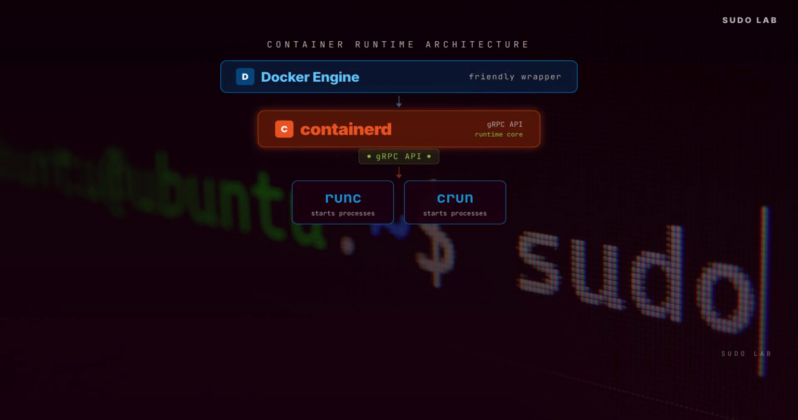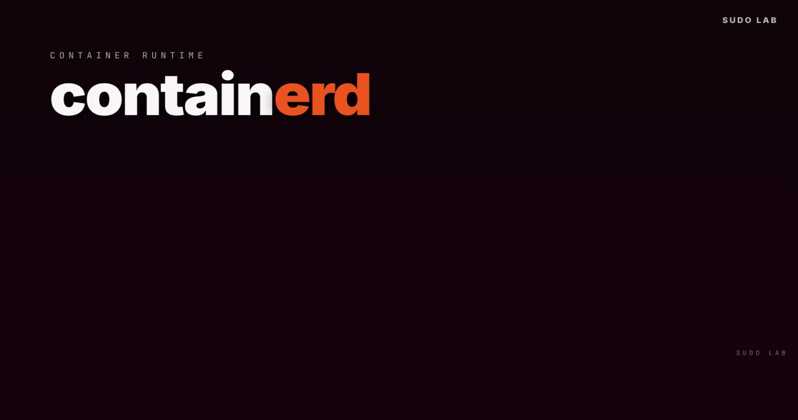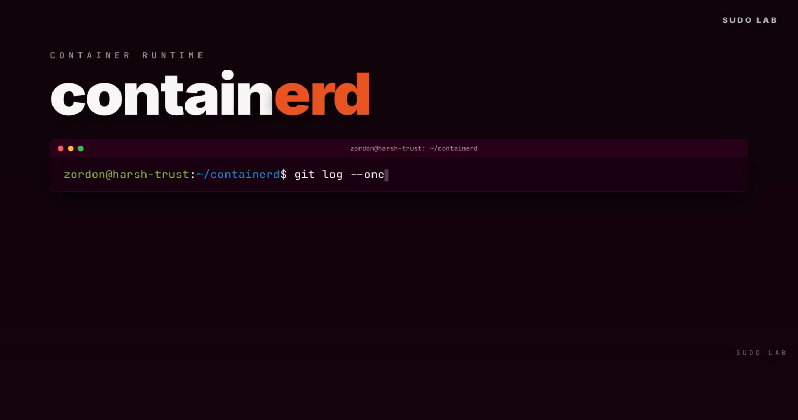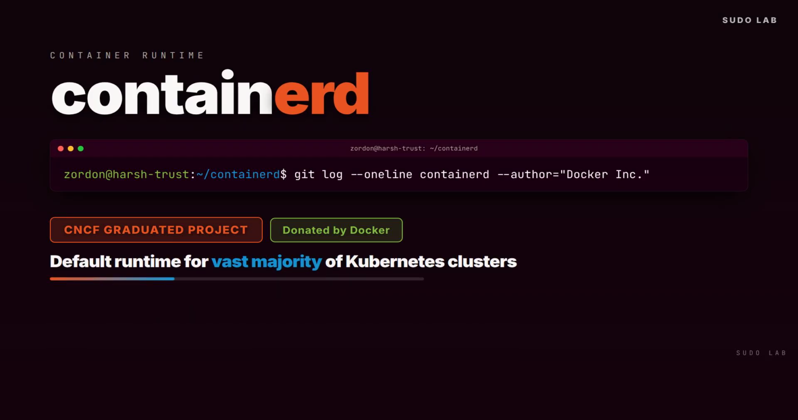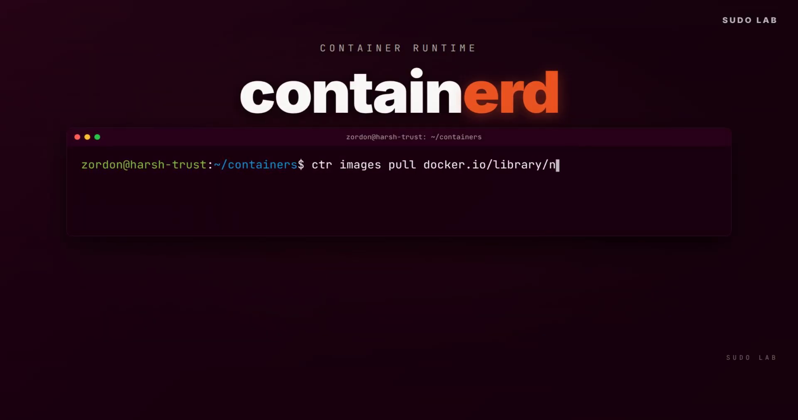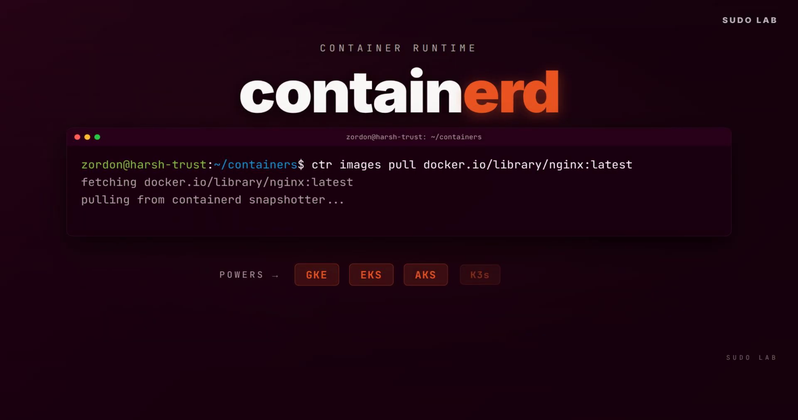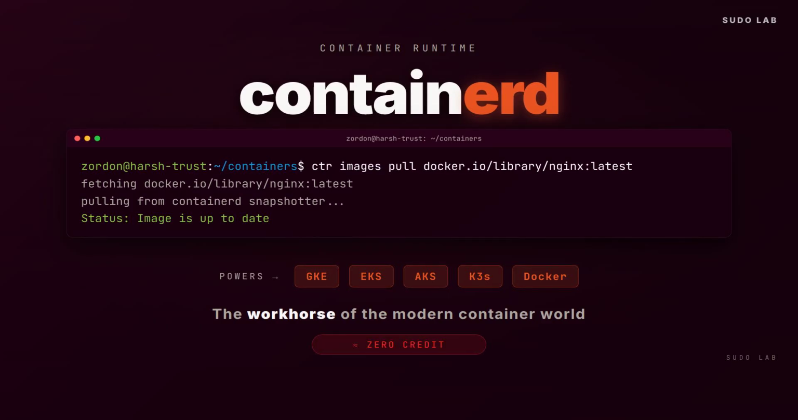Here's the part most people don't realize. Containerd is what's inside Docker. When you install Docker today, the engine you're using is largely a friendly wrapper around Containerd. Docker spun Containerd out as its own project years ago and donated it to the Cloud Native Computing Foundation, and it's now the default container runtime for the vast majority of Kubernetes clusters running in production. AWS, Google Cloud, Azure, basically everyone runs Containerd under the hood. If you've ever pulled a public image to a managed Kubernetes node, Containerd was the thing fetching it. It's the workhorse of the modern container world, and like most workhorses, it gets approximately 0 credit for it.